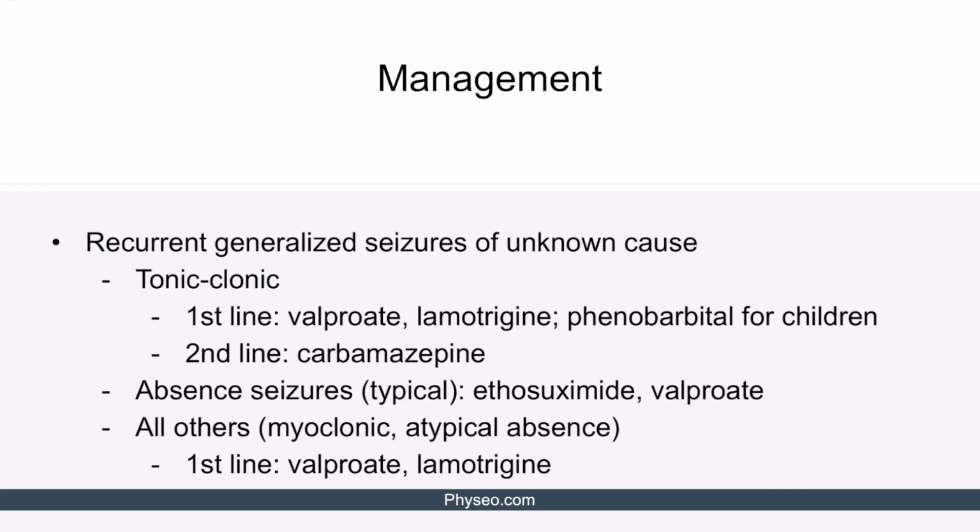When it comes to patients with recurrent and generalized seizures of unknown cause, then your management actually depends on the specific type. For example, a tonic-clonic seizure would be managed with first line as valproate or lamotrigine, and then again, phenobarbital for children. And then second line, you can use carbamazepine. Now, if it's an absence seizure of the typical variety, then you can use ethosuximide or valproate. And for all other types, for example, a myoclonic seizure, atypical absence seizures, you're going to manage those with valproate and lamotrigine as first-line treatments.